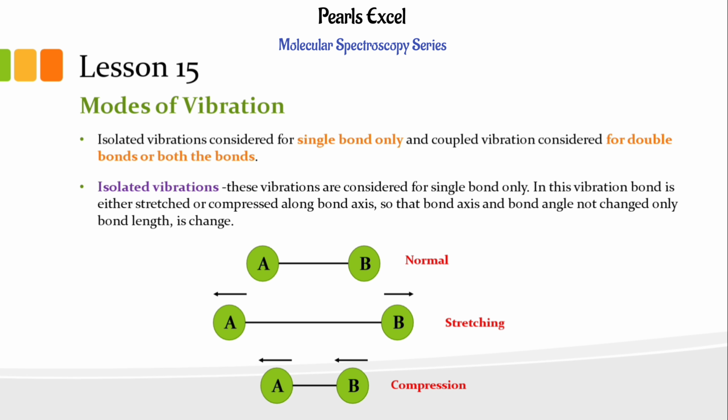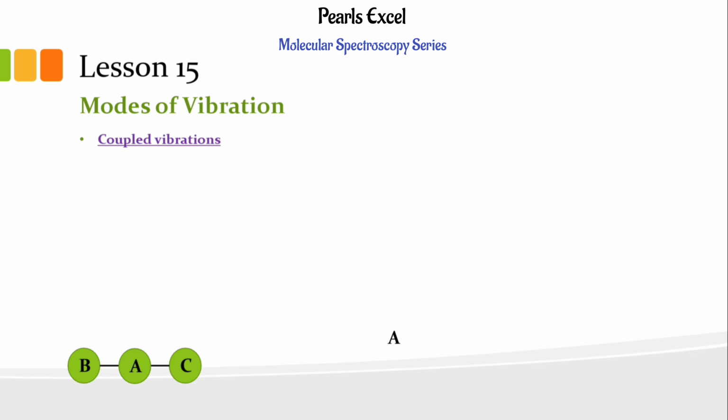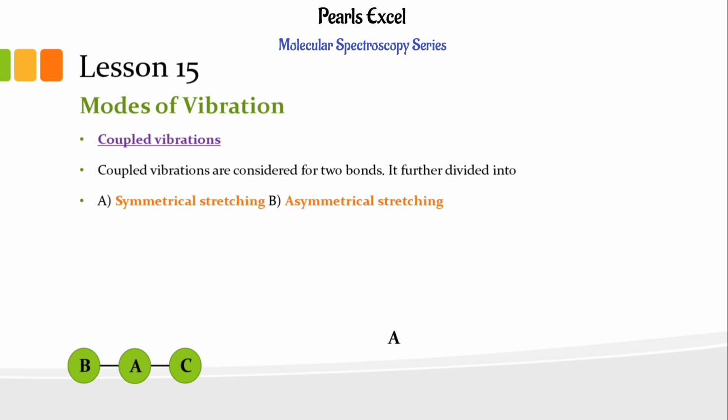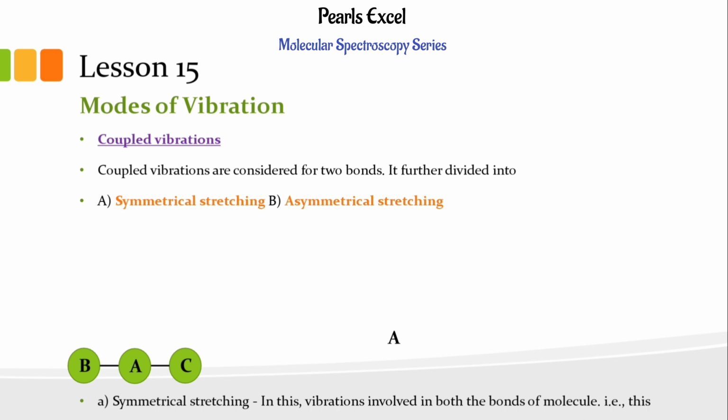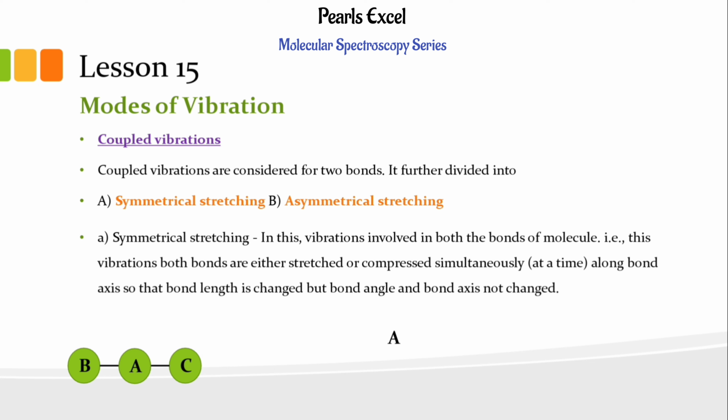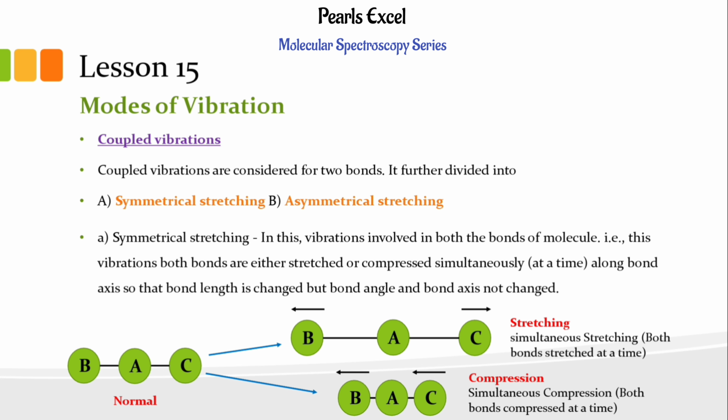Further, we understand the coupled vibrations. Coupled vibrations are considered for two bonds. They are further divided into symmetrical stretching and asymmetrical stretching. So first understand symmetrical stretching. In this, vibrations are involved in both the bonds of the molecule, that is, in this vibration both bonds are either stretched or compressed simultaneously along the bond axis, so that bond length is changed but bond angle and bond axis are not changed. See the image to understand it clearly, how it will stretch and compress at a time and change the bond length.